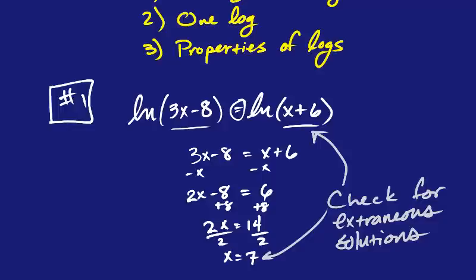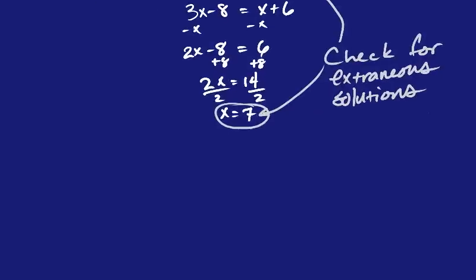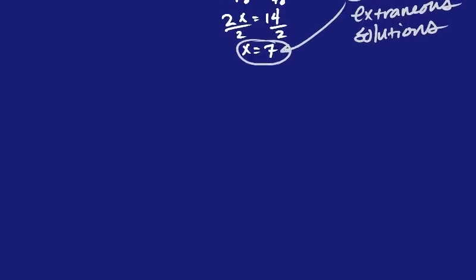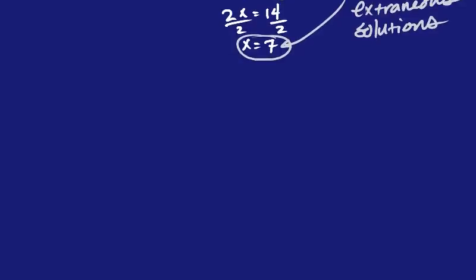So 7 plus 6 is 13, so I'm good. And 3 times 7 is 21. 21 minus 8 is 13. So boom, I am okay. So you can circle that as your answer and call it a day for situation number 1. All right, situation number 2. Now you're only going to have one logarithm in the problem. That's what we said.